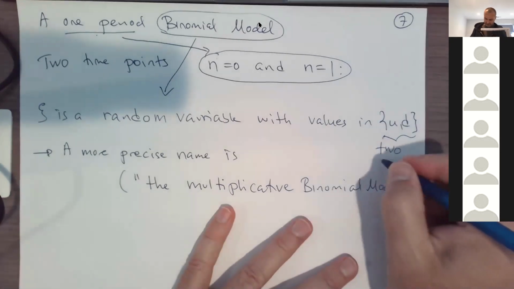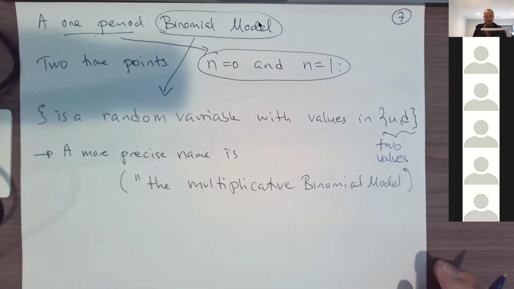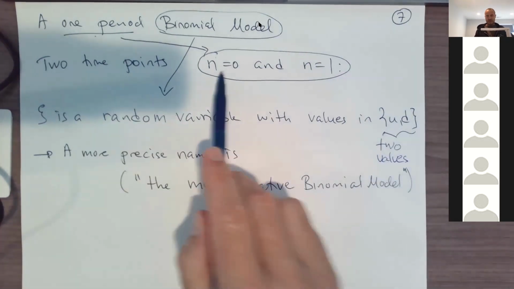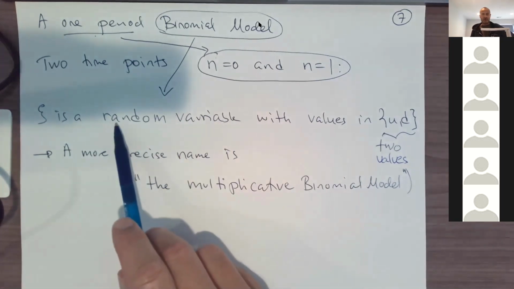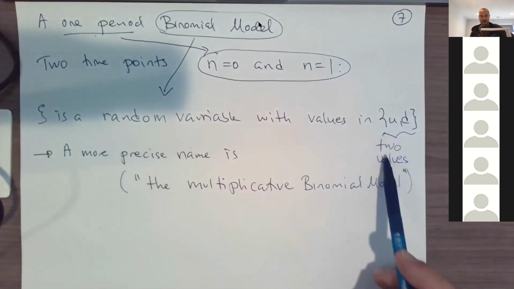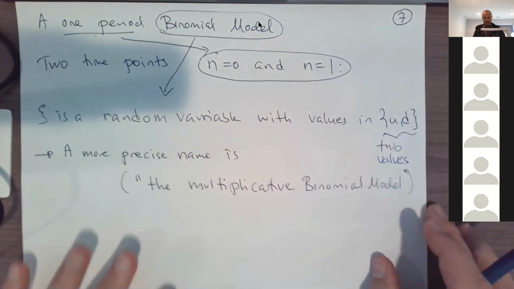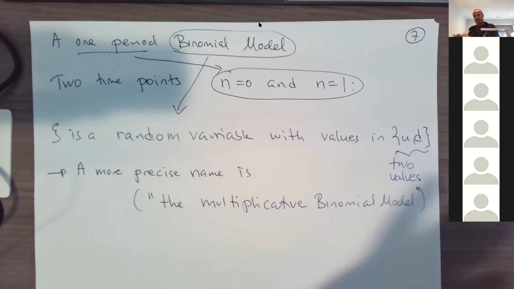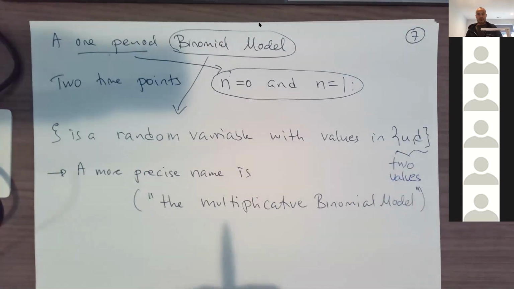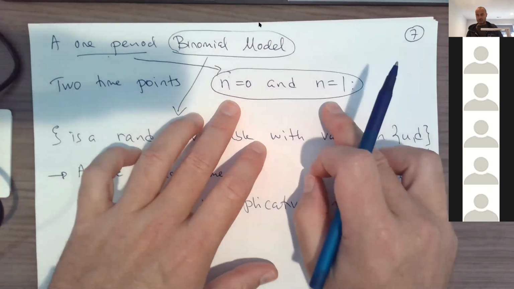So there are two values. It's called a one-period model because there are two time points. It's called a binomial model because the random variable that we're working with can only take two values. A multi-period or three-period binomial model would have more than two periods, more than two time points.